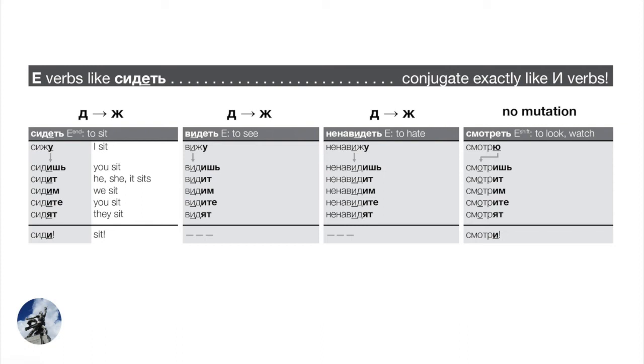Our final й verb is смотреть, which means to look or watch. Now compare that to simply seeing. Two different things. Смотреть is an и verb. We've been told that, we have to, since we don't know this verb. Its final stem consonant is тр. Can тр mutate? No, it can't. We already saw that just a moment ago with говорить. So it can't mutate, and so it doesn't. We get смотрю, смотришь, смотрит, смотрим, смотрите, смотрят.